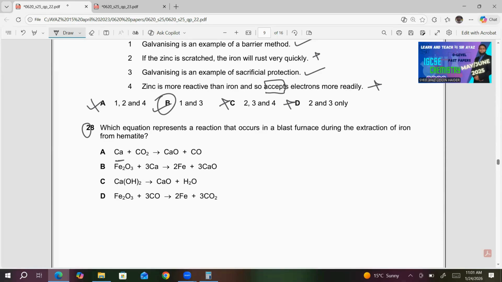Will this reaction take place? That is a reaction of calcium with carbon dioxide in a blast furnace. This is incorrect. B, iron(III) oxide reacting with calcium. No, we are not using a highly reactive metal in the blast furnace. C, calcium hydroxide. We don't have calcium hydroxide in the blast furnace. So D must be the right response in this case.